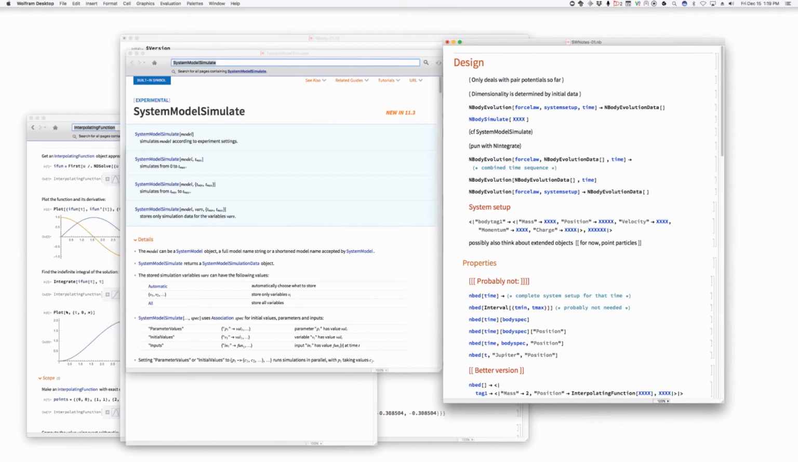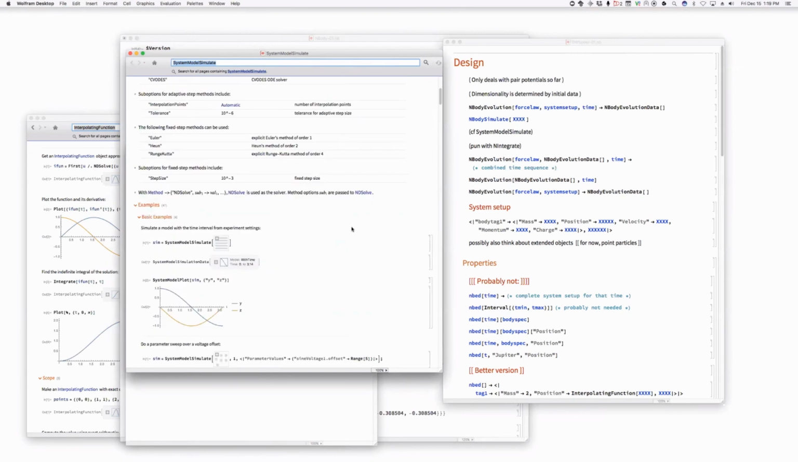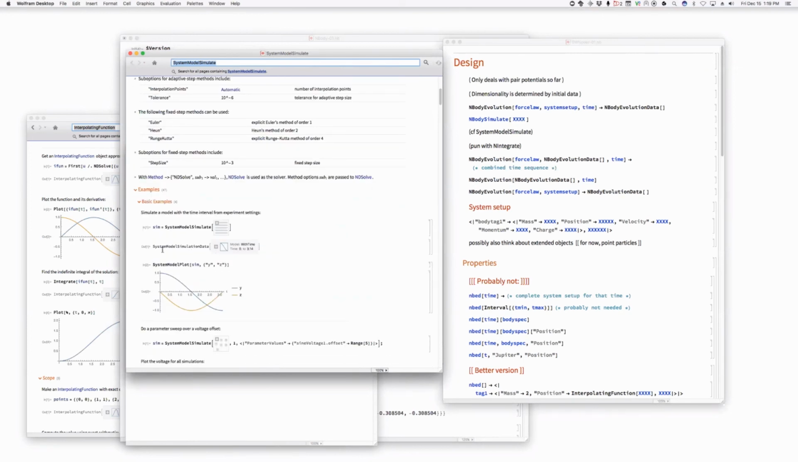So notice that system model simulate returns system model simulation data, and then it has a system model plot that does this, where you can tell it, I want to see these particular variables. And it plots over the complete integration range. Yeah, that's actually a reasonable way to do the parametric plot. I know, but we can't have a very special plotting function just for n-body problems. All right, so this we have to look at.